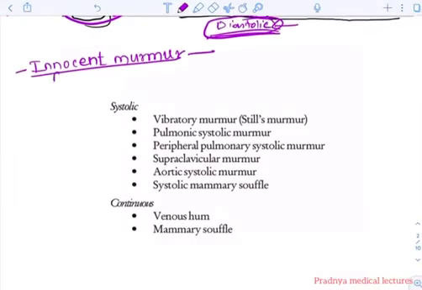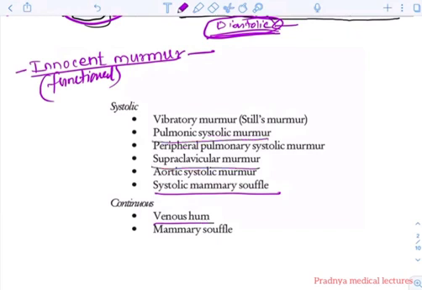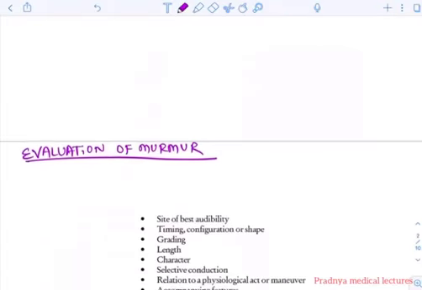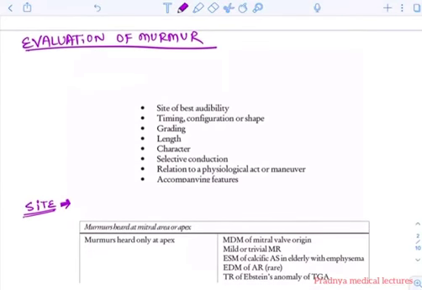Next is the innocent murmur. Another name for the innocent murmur is functional murmur. When the heart is structurally normal and functionally normal, and still you are hearing a murmur, then it is called an innocent murmur. Now what are the causes of innocent murmur? Here are some causes. It can be heard in mammary souffle, venous hum, supraclavicular murmur, and pulmonary systolic murmur. So these are the causes of functional murmur where the heart is normal but still we are hearing the murmur.